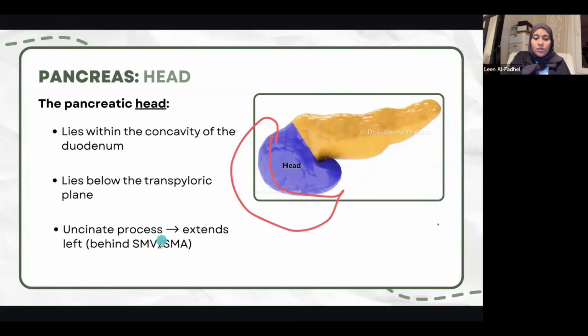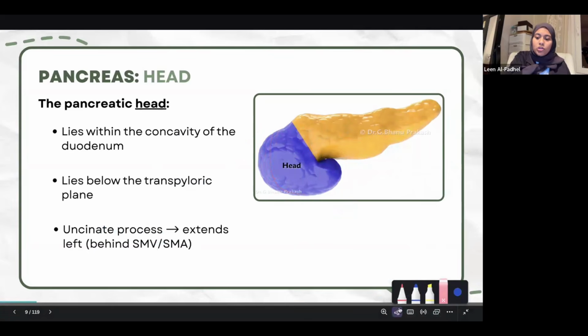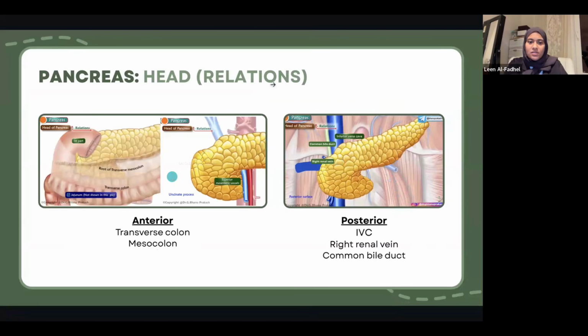And the uncinate process extends to the left, behind the superior mesenteric vessels. I will show you a picture of how that looks like because you will not be able to understand from just this image. And here we are to the relations. Now, guys, as you can see, the background has changed in my slides. That basically means that I've seen a past question or a question in the red files relating to the slide. So pay attention to these slides.